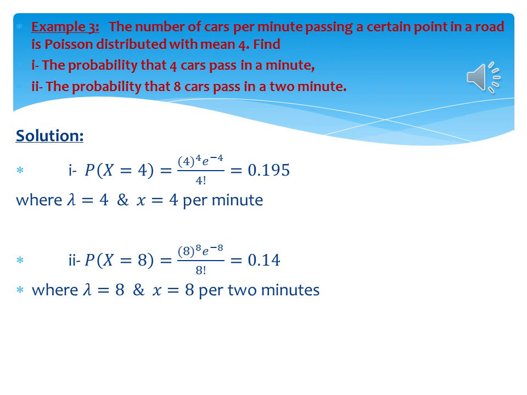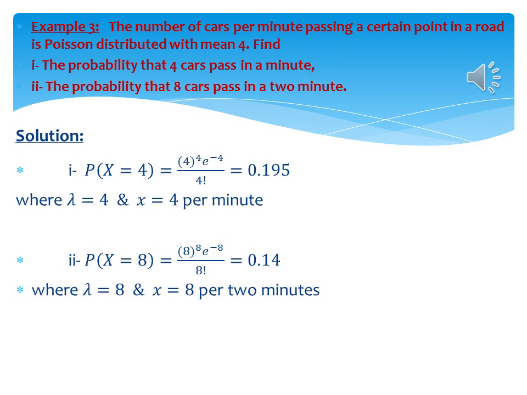Example for Poisson distribution. The number of cars per minute passing a certain point in a road is Poisson distributed, with mean equal to 4. Mean meaning expectation. Expectation is equal to lambda. Lambda here is equal to 4.